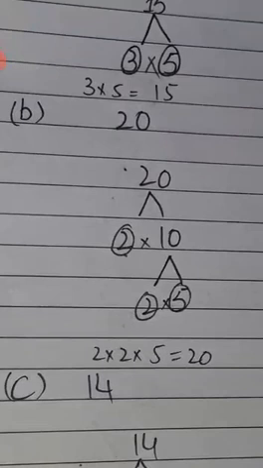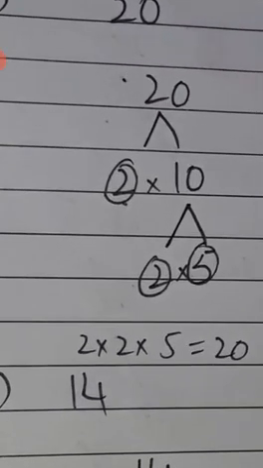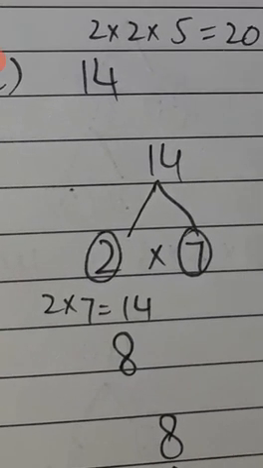So at the end of this question we have 2, 2 and 5, which are the prime factors of 20. So how to multiply them? 2 2s are 4, then 4 5s are 20. Now move to the next.